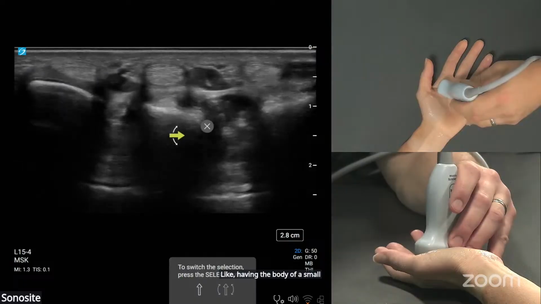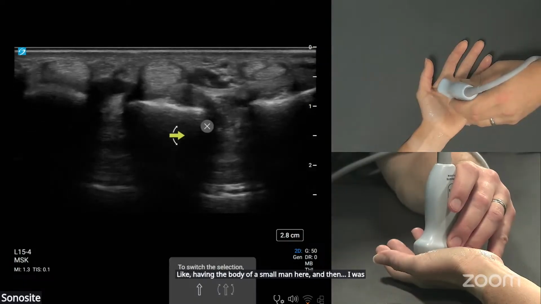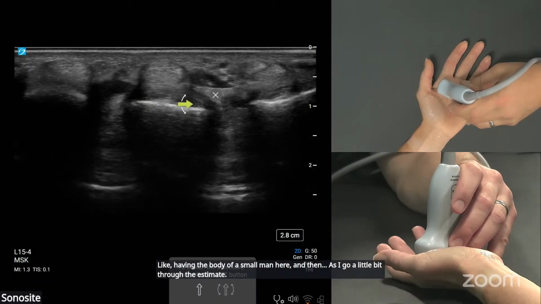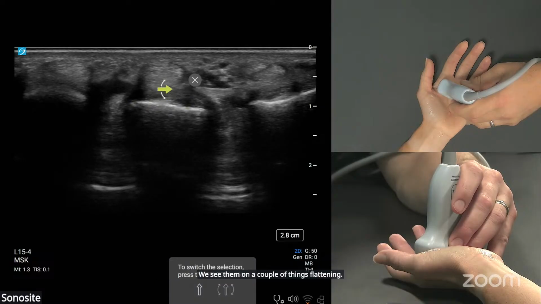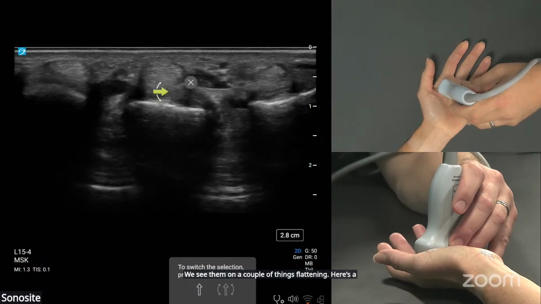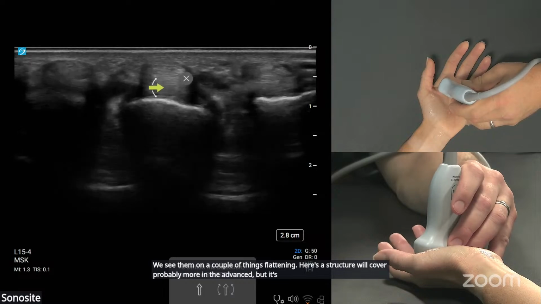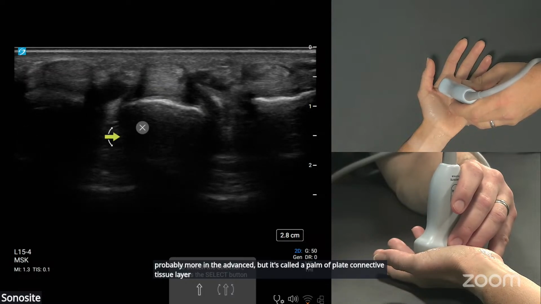And then as I go a little bit further distal, you see the metacarpal head's flat now. And then here's a structure, probably more advanced, called the palmar plate, a connective tissue layer that wraps around the whole knuckle.